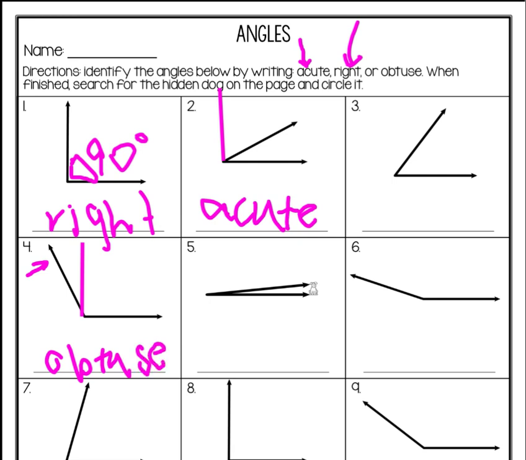Let's do one more for practice. Number 3, let's draw our 90 degrees line. Is it less than or greater than? It's less than, so it's acute.